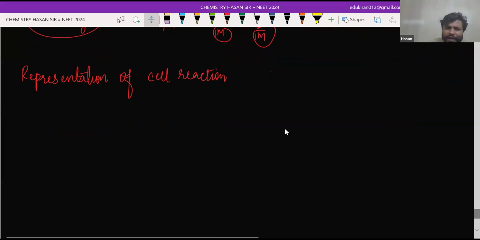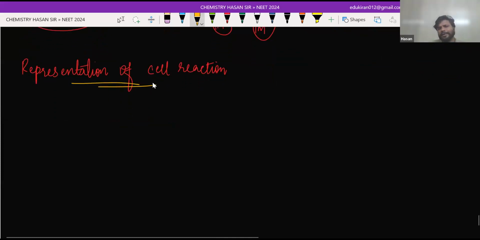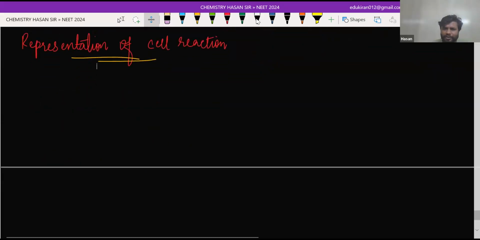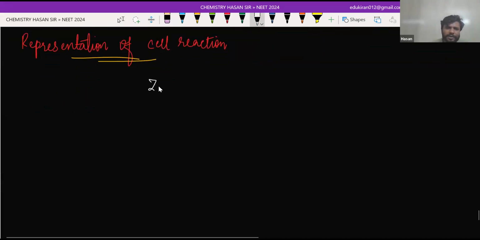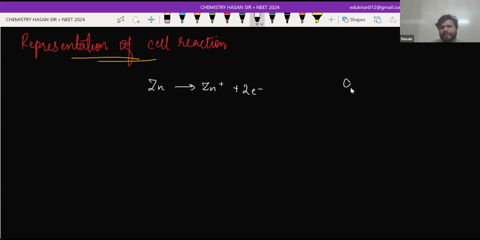So this was about Daniel's cell. Do you know how to represent a cell, or from the representation how you are going to write the reaction? On the left hand side, oxidation took place, so Zn is converted into Zn plus 2 plus 2 electrons. And on the right hand side, Cu plus 2 reduces itself by gaining 2 electrons and becomes Cu solid.